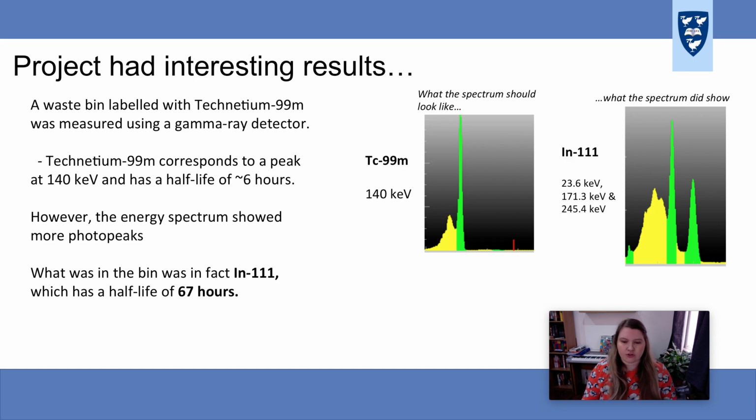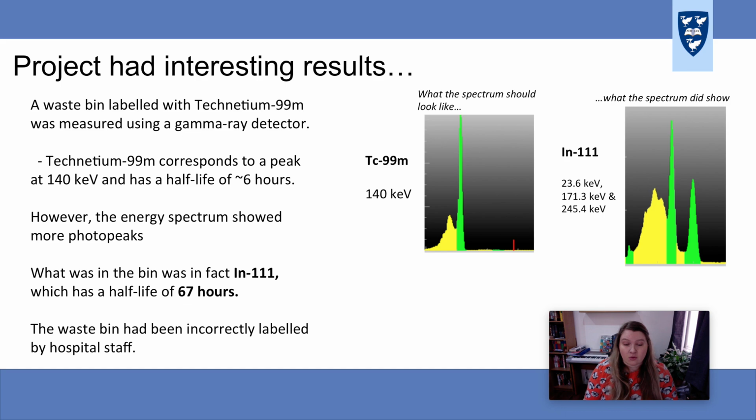Now, the key difference with this radioisotope is that it has a half-life of 67 hours. The problem arises here because initially the waste bin would have been stored in the room for a time that would have allowed technetium to decay away completely. However, with analysis with the Geiger counter, after potentially 18 hours or a day, you would have realised that it's still significantly active, but they wouldn't know what is in that bin without analysis with this new method. So it turned out the waste bin had been incorrectly labelled by hospital staff.